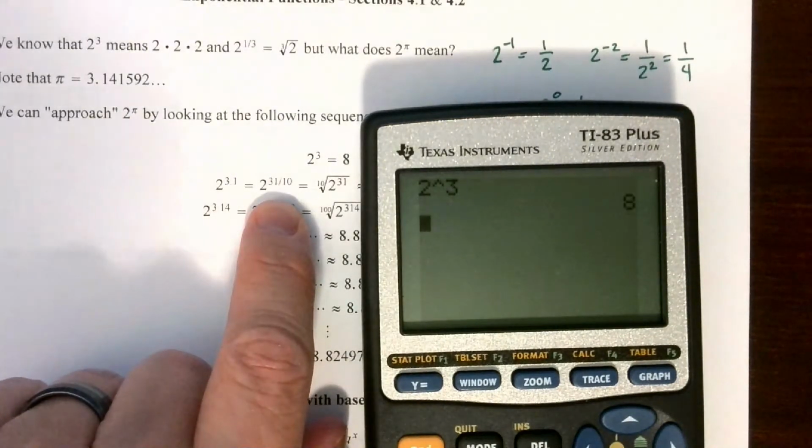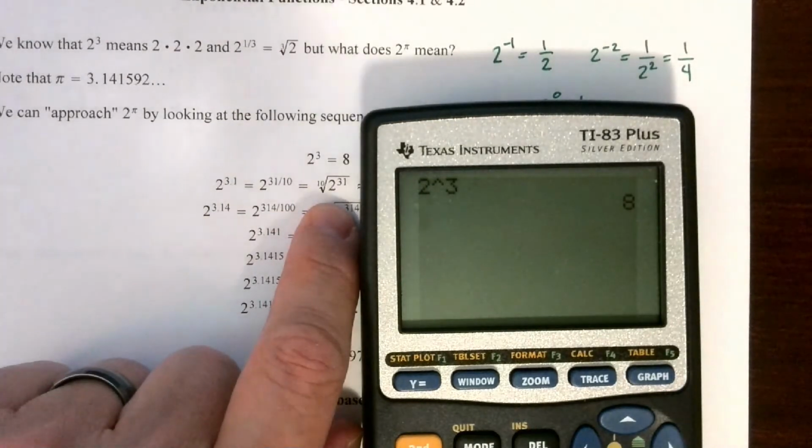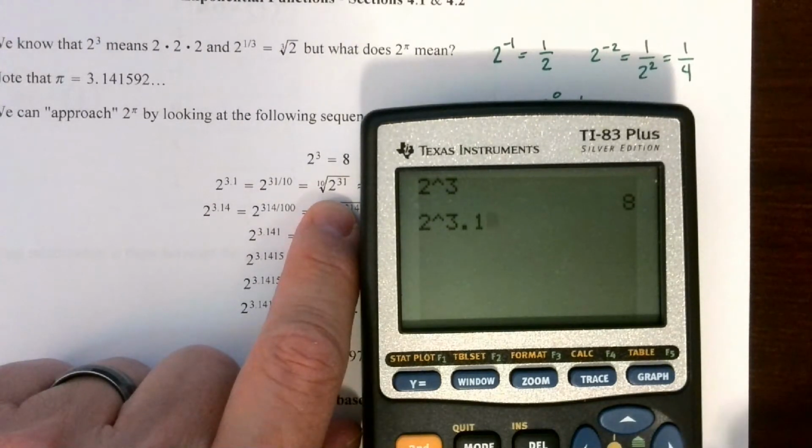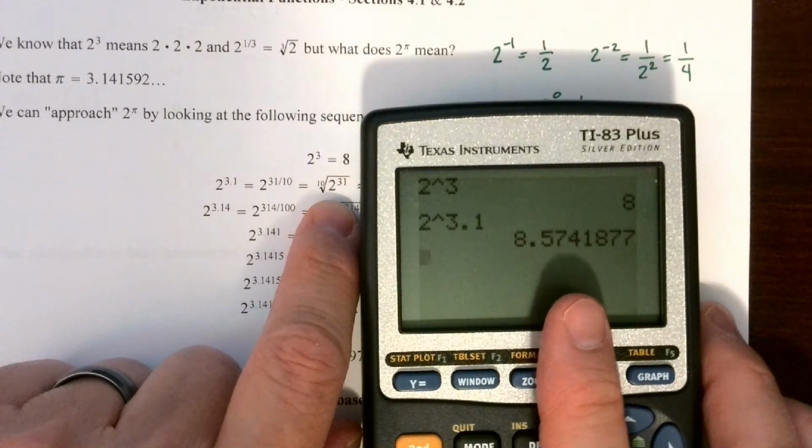Now, I can do that on the calculator. It has an algorithm that will approximate this. So if I take 2 and raise it to the 3.1 power, it's going to basically have an algorithm that's going to estimate that value. Essentially we're getting a number that is 2 to the 31st power and then the 10th root of that huge number. And there it is. So this is the 10th root of 2 to the 31st power.